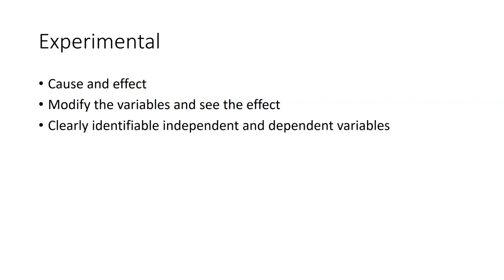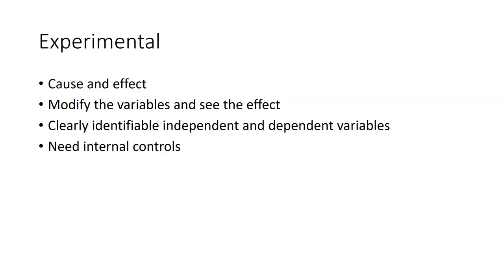You clearly have identifiable, independent, and dependent variables, and this is the key. You have to know what your variables are. You have to be able to determine which one's the independent, which one's the dependent. Are they both independent? And by doing that, you can come up with a good experimental design. And then you modify it and you see how things work.